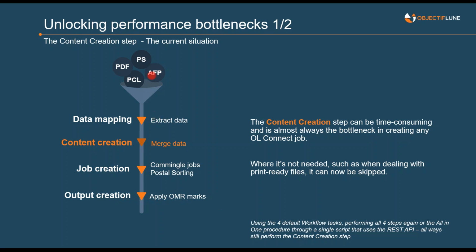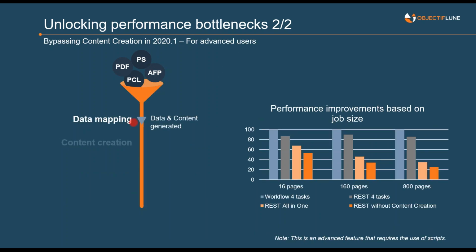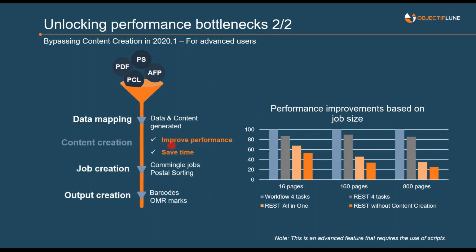So in this version, we can skip the content creation because the layout is done. We don't need to do the layout. The layout is done in PDF, in PCL, in PostScript, in AFP. It's done. We just grab the data for manipulating. We manipulate the data, and we create barcodes in the output creation. That's it for the existing application.